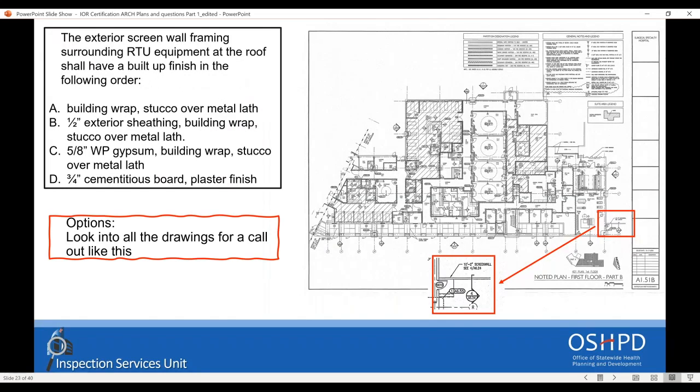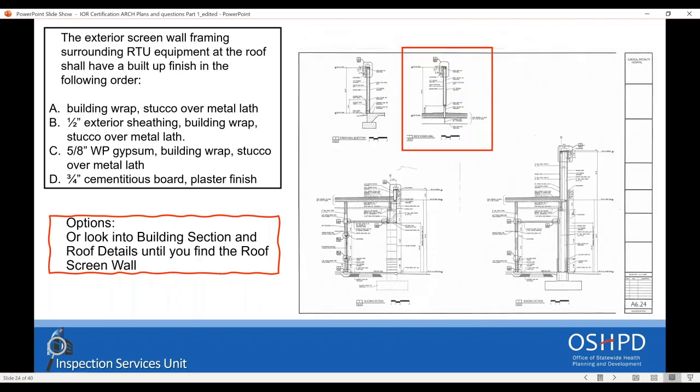Look at the drawings more carefully. And remember, when we said that you also need to pay attention to general notes and other details like typical details. It can be in any location of the plans, but applicable to what we are looking for. So for the screen wall, what can we do? Do you see here that I enlarged? It says screen wall C4 in A6.24.